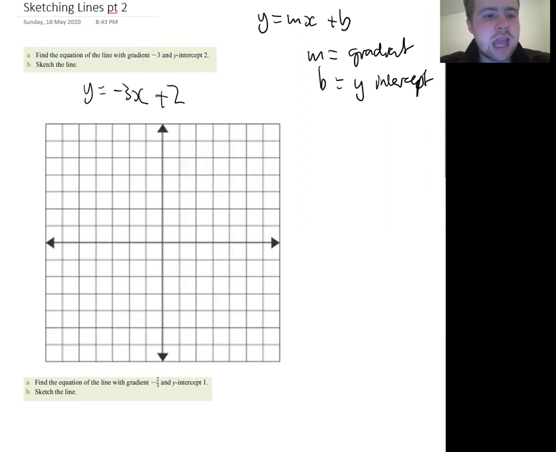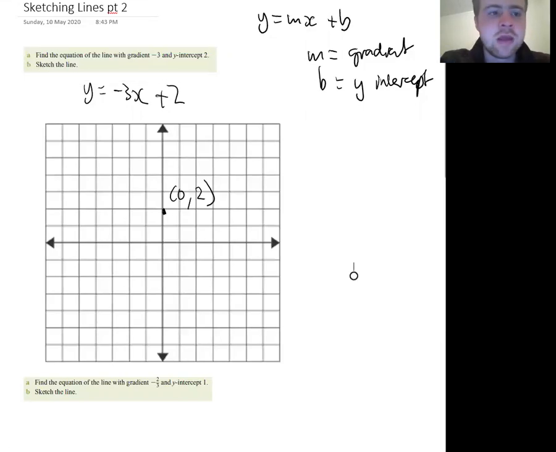We can do part B, sketch the line. Remember, when we sketch a line, we always start at the y-intercept. It's the easiest point to plot. We just need 2 points. So let's take this point here. I'm just going to write the coordinates somewhere else. It's going to be (0, 2). When x is 0, we're left with just 2.